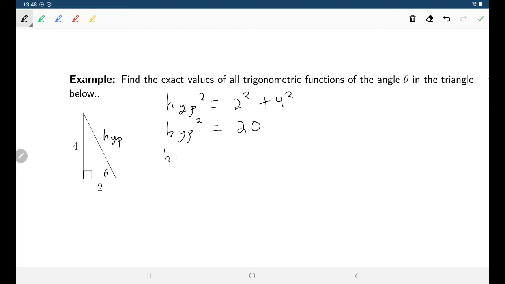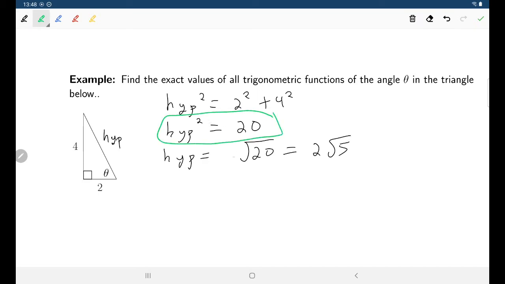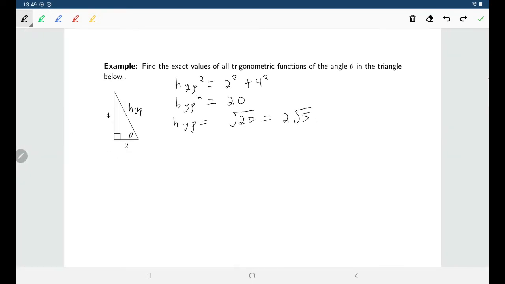And that means that our hypotenuse should just be the square root of 20, which in simplest terms is 2 root 5. In case you're wondering, when I solved this equation for the hypotenuse, I did not do plus or minus the square root. The reason I didn't is because the hypotenuse is a length, and lengths have to be positive. If it was any other kind of equation, if you were just solving x squared equals 20, there would be 2 solutions. But for the hypotenuse, since it has to be positive, there's only the one.